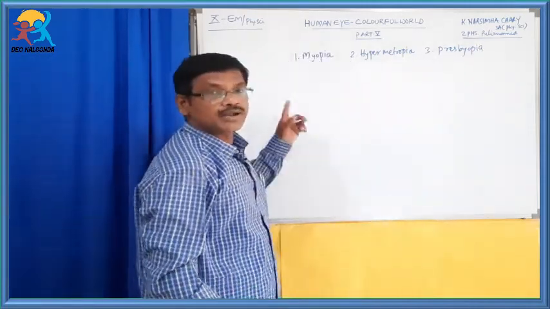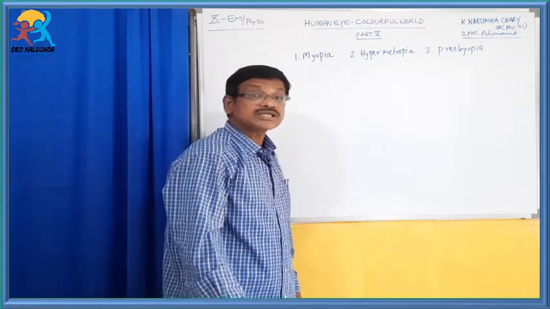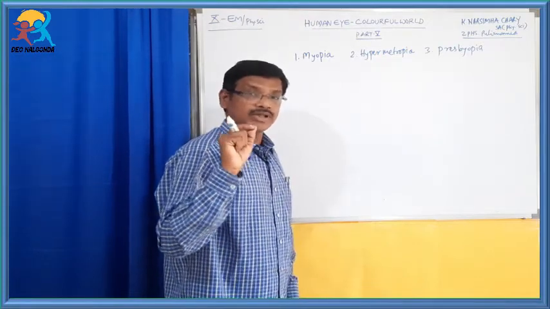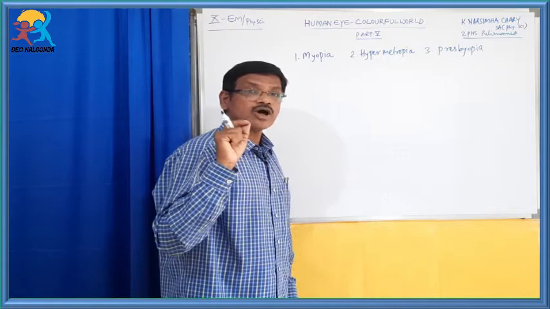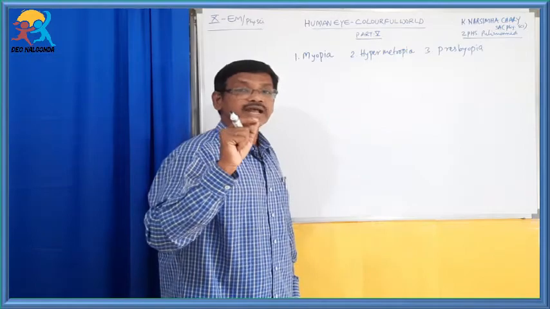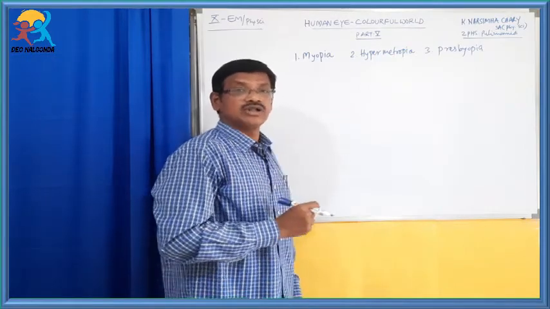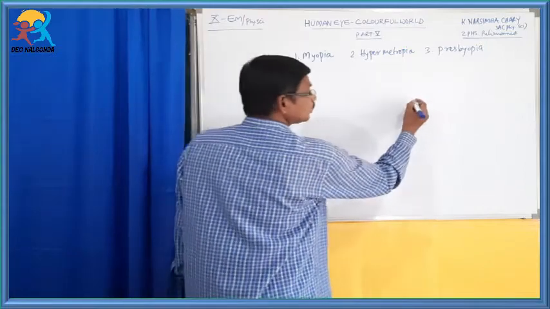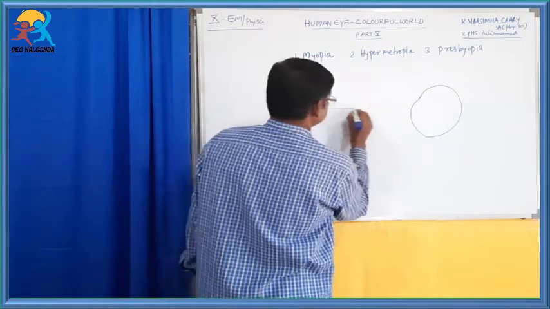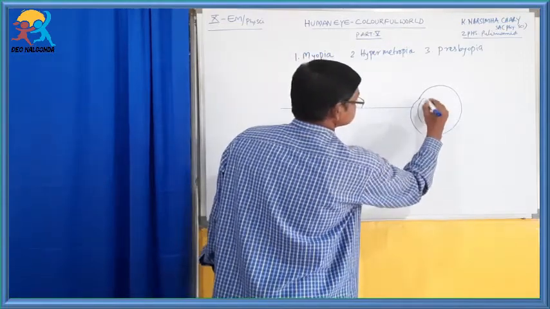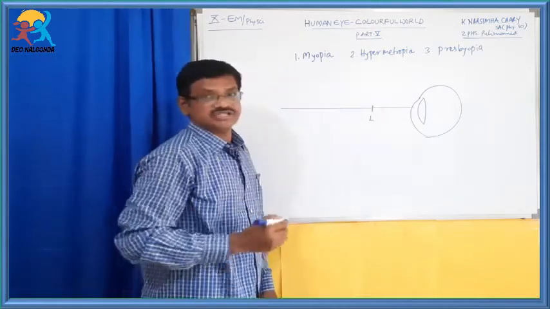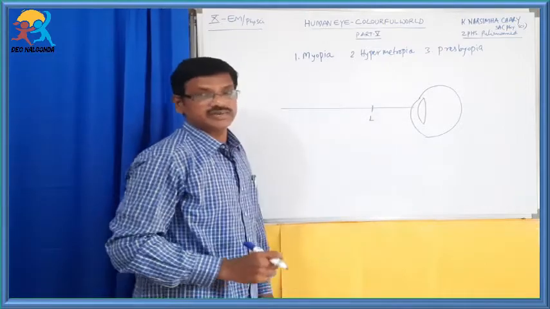We call this myopia as short-sightedness. That is, in the case of people suffering from myopia, they can see the objects closer to the eyes but not the objects at long distances. Let us draw a diagram related to myopia. This is the eye lens, and L, the least distance of distinct vision, it is always 25 centimeters.